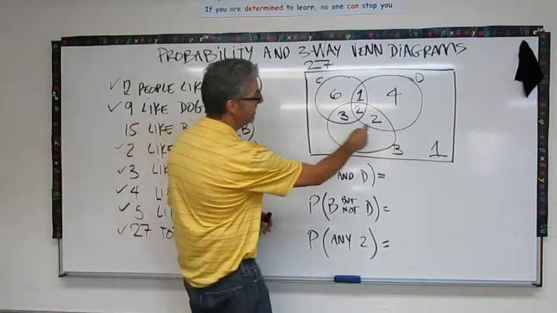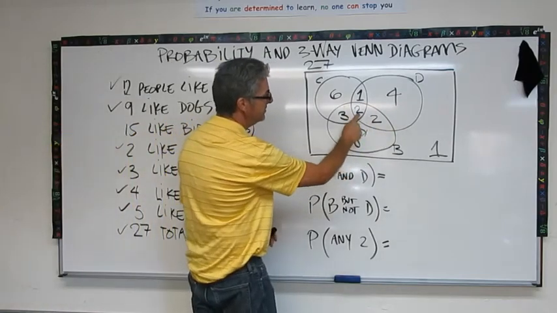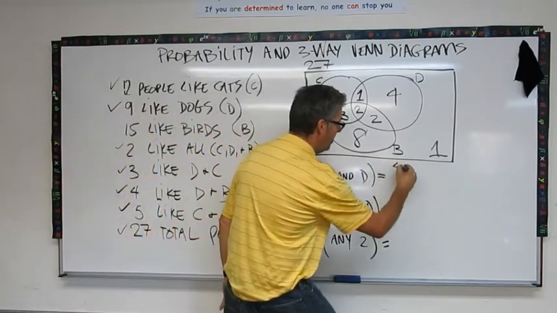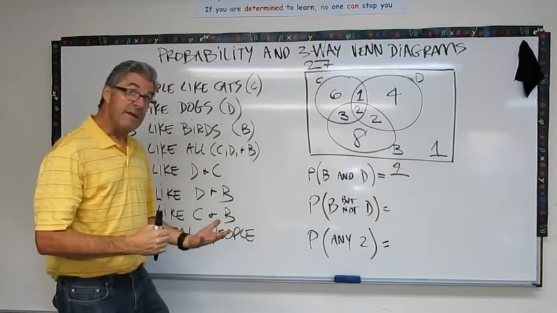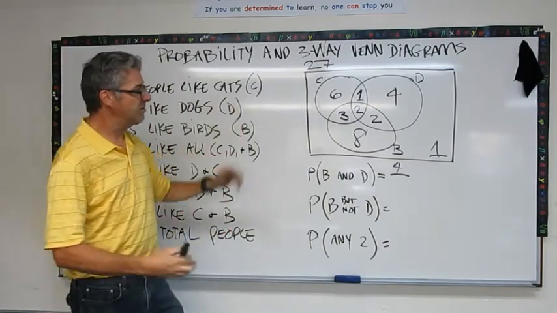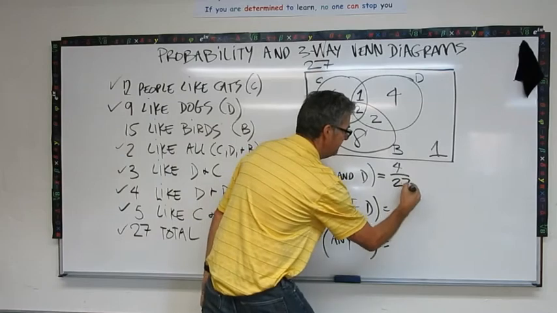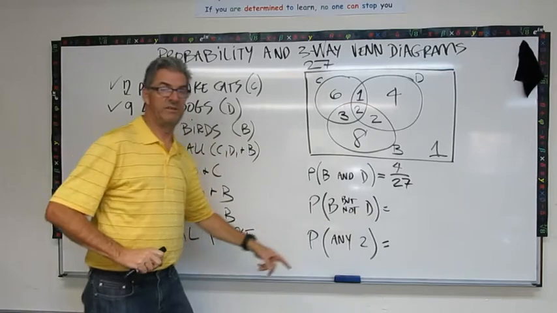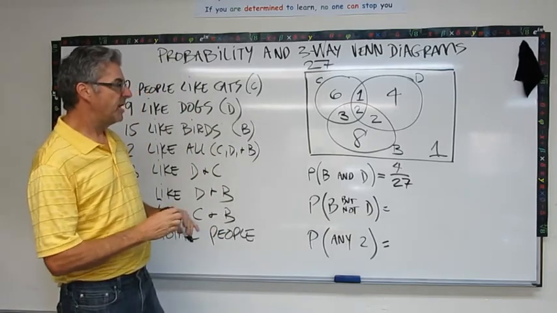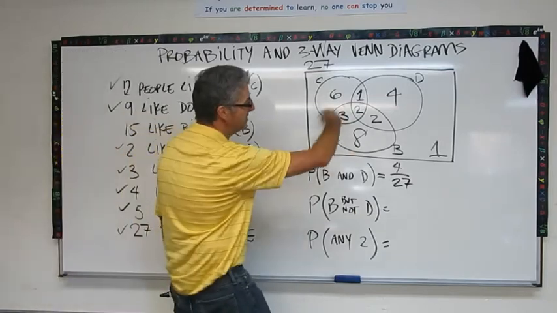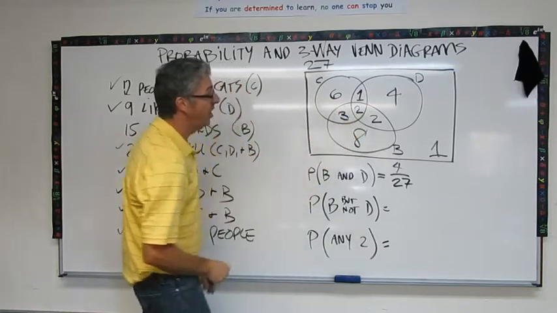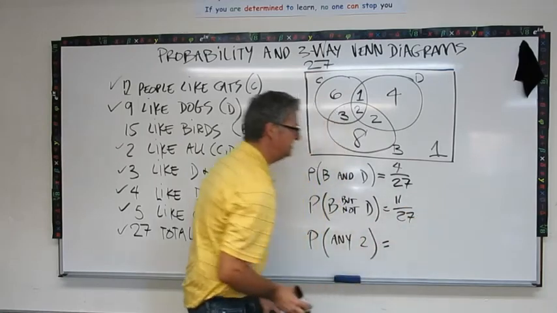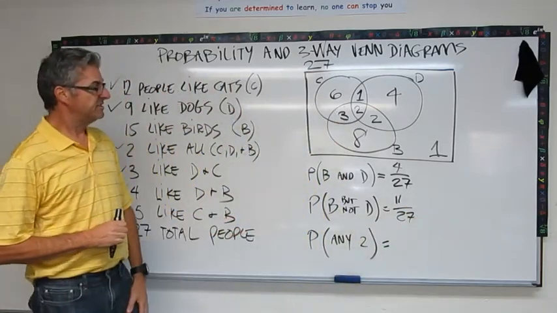Okay, it's right here. This is the bird-dog intersection. So these two and those two like birds and dogs. So that's 4. I didn't limit my question, so it's asking the entire group. So this is 4 over 27. How about like birds but not dogs? Okay, so the probability for that would be all of the birds except for the birds that like dogs also. So this one we have 11 over 27. This is like birds but not dogs.